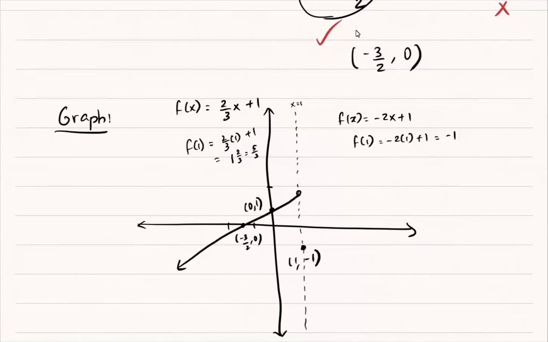I need one more value, so I can plug in anything I want. I'll do 2. Then I have negative 2 times 2 plus 1, which is negative 3. So (2, -3) is somewhere here. Then my graph goes this way, because it has a negative slope. So this is my piecewise function. At this point, I can erase this dotted line that I drew.